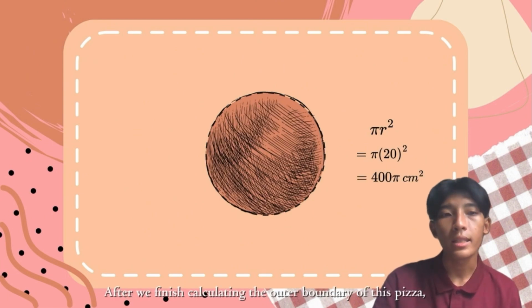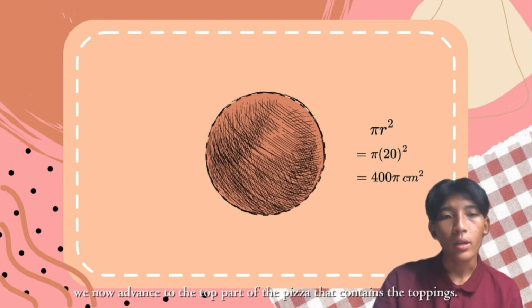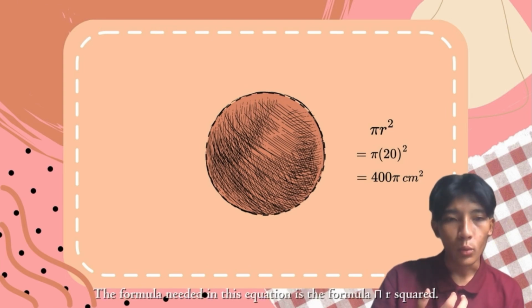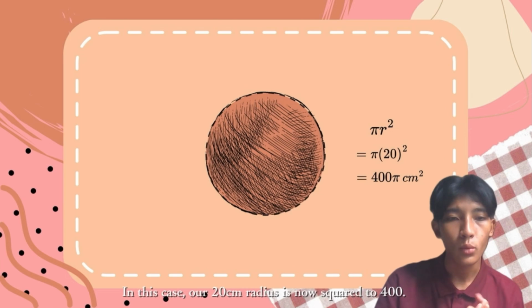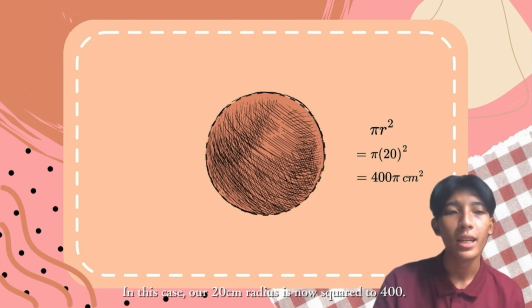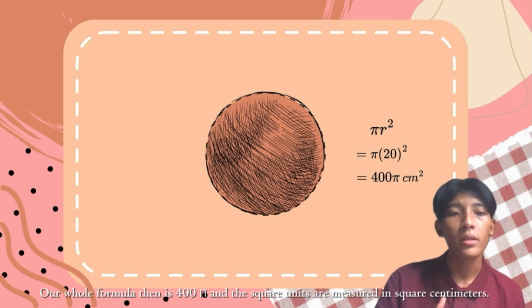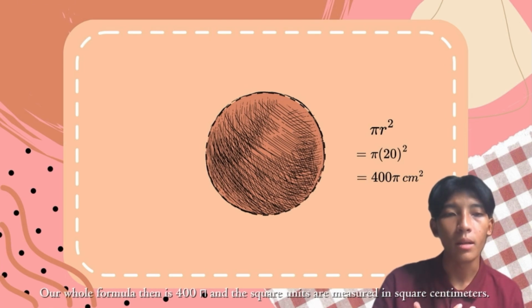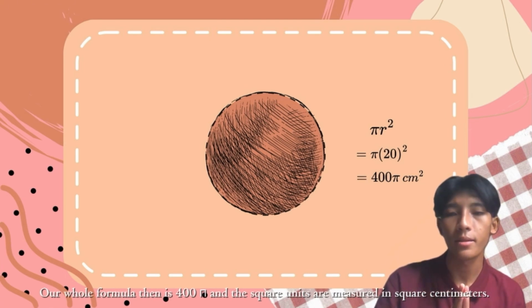After we finish calculating the outer boundary of the pizza, we now advance to the top part of the pizza that contains the toppings. The formula needed in this equation is the formula pi r squared. In this case, our 20 centimeter radius is now squared to 400. Our whole formula then is 400 pi, and the square units are measured in square centimeters.